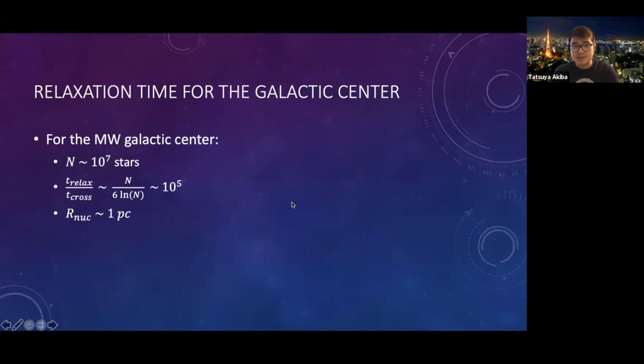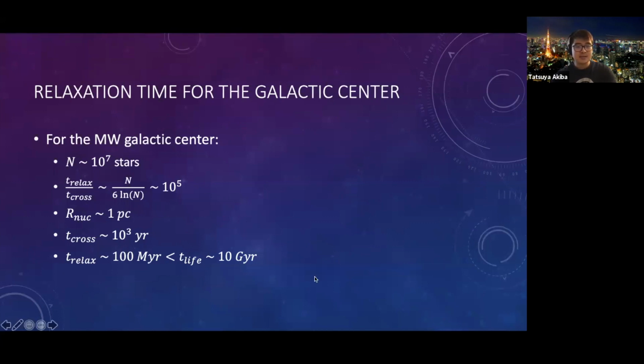But as we said, the nucleus's radius is about a parsec that we're considering here, which is a very small scale. So as you can probably imagine, the crossing time is also going to be very short. So within a parsec, the crossing time is just about 10 to the 3 years, which is very short in the context of astronomy, of course. And so even with this ratio of 10 to the 5, you see that the relaxation time is going to be about 100 mega years, which is less than the age of the Milky Way galaxy.